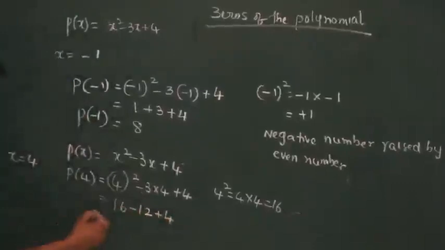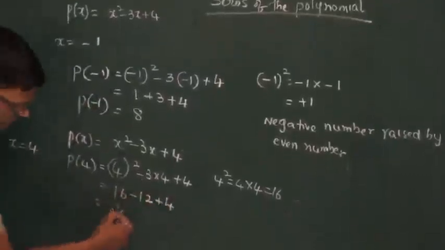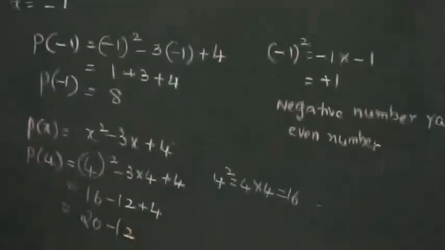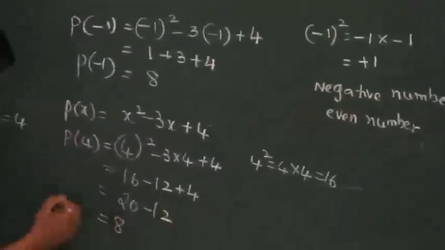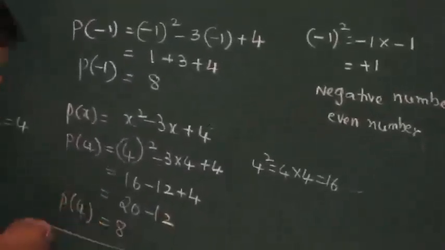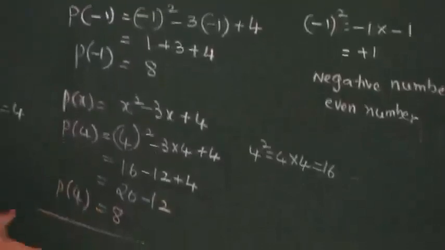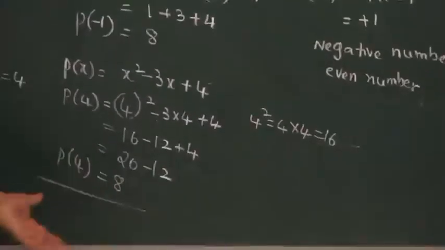Here the answer you will get is 16 plus 4, 20, minus 12. So the answer is 8. This is P of 4 is equal to 8. It means here also the remainder is 8.